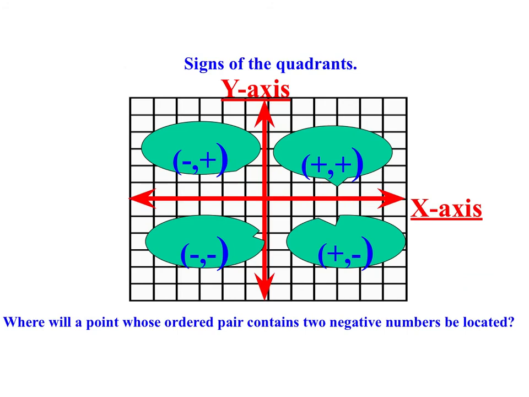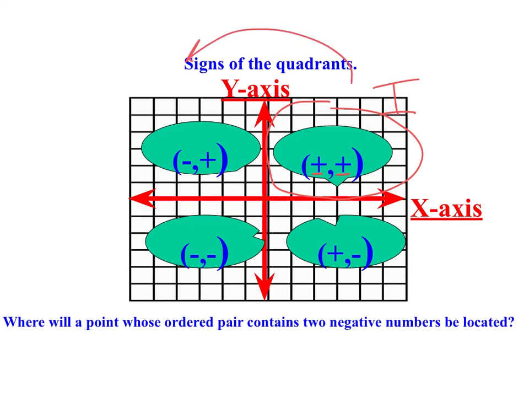Next thing is looking at the signs of the quadrants. So again, remember we were talking about the different quadrants, 1, 2, 3, and 4. Depending on which quadrant a point is plotted in, it will tell us how our numbers are going to be. So up here we have quadrant number 1. Anything plotted in this area will have a positive x coordinate and a positive y coordinate. So everything up there in that first quadrant is going to be both positive numbers.